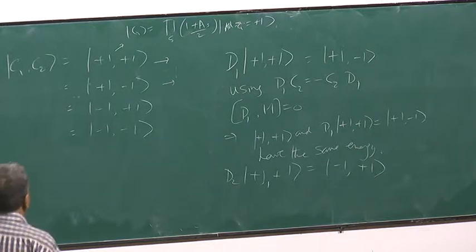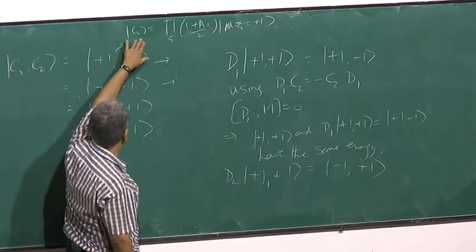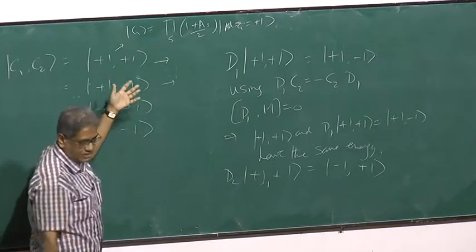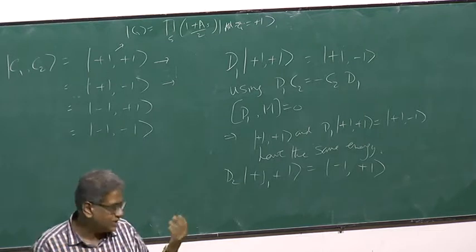No, so the other, so this is the state which is G. This state will be D1 acting on that G. It's in a different sector. The eigenvalues of C1, C2 are different.